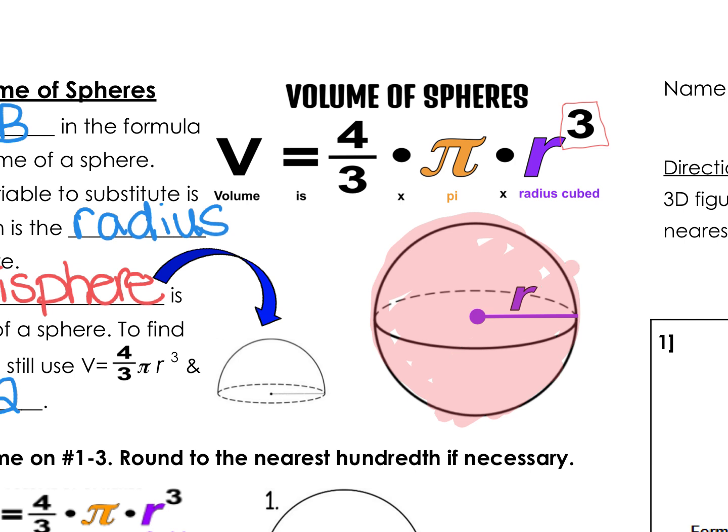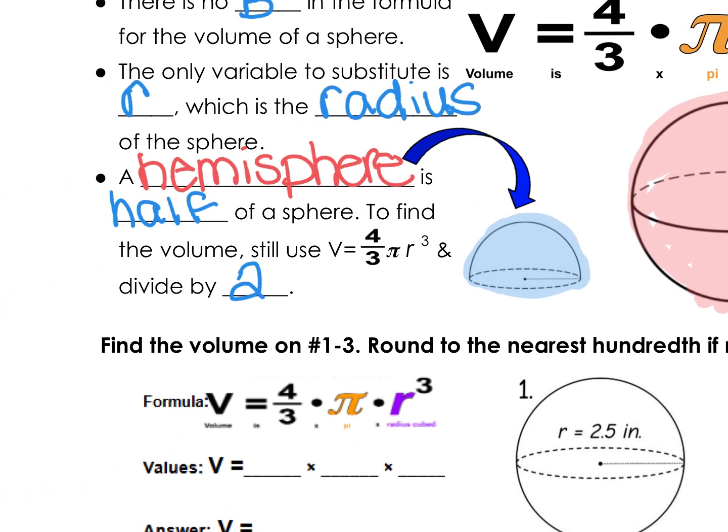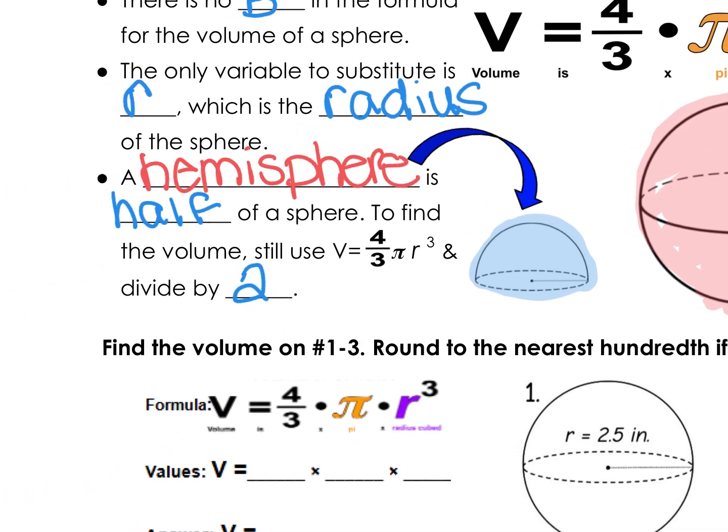Sometimes we may be given what is called a hemisphere, and this is what a hemisphere looks like. You should have learned in your science class, you may have the northern and the southern hemisphere. Well, what is that? That's just half. That's exactly what this is here when we do volume, okay? So a hemisphere is simply half of a sphere.